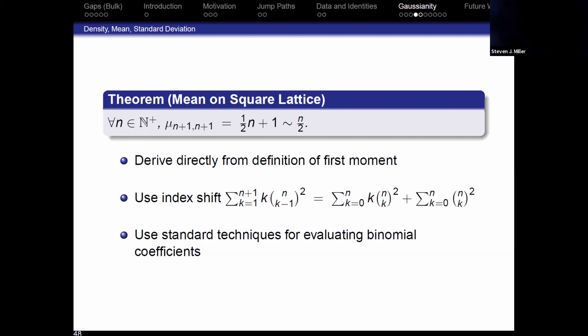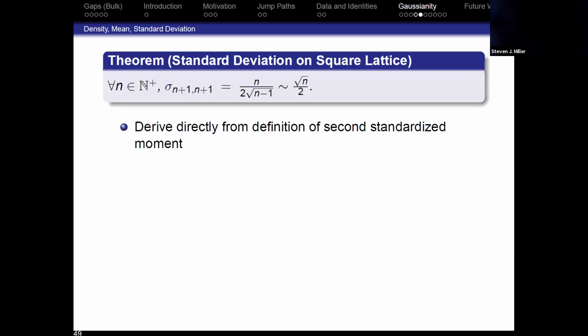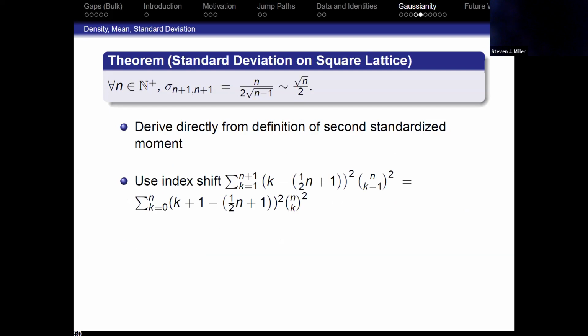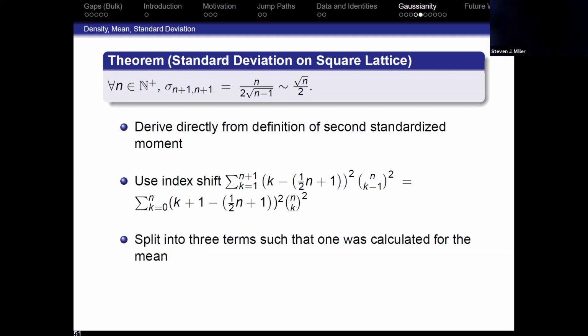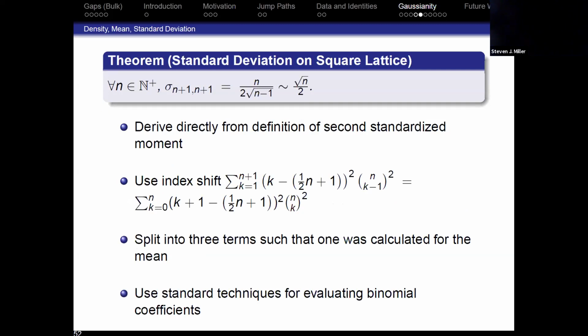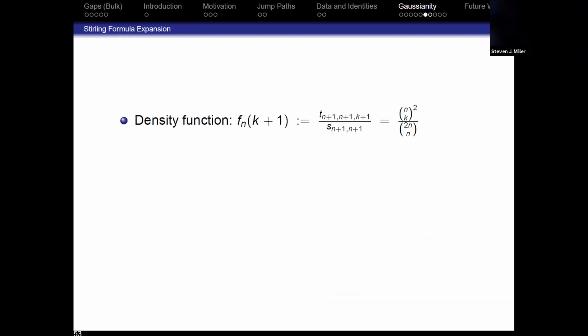And this will allow us to calculate the average number of steps. You can calculate the standard deviation. So if you've seen statistics, we've talked a little bit about fluctuations. The quantity is a little bit more involved. But again, the standard techniques work. You just split it into a bunch of sums, and each one of them can be handled.